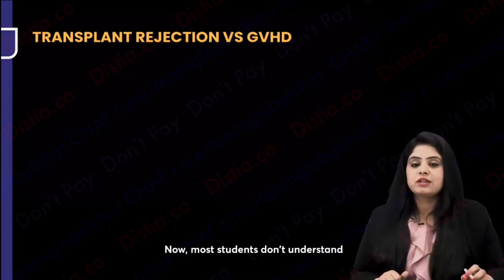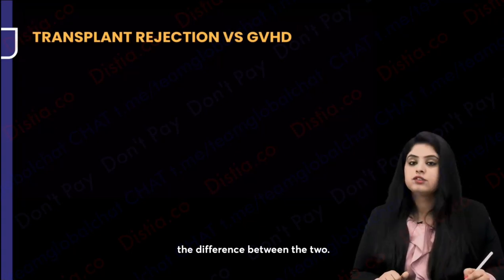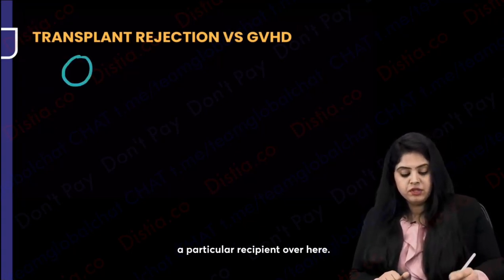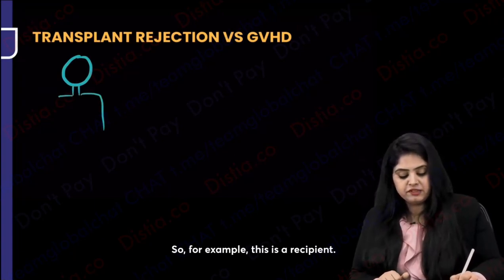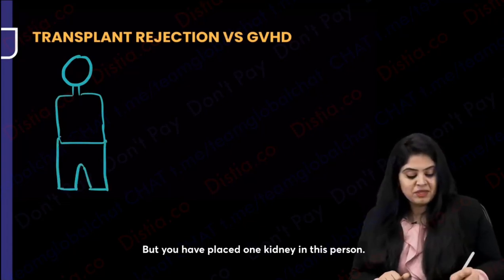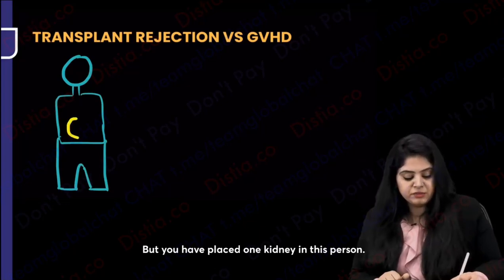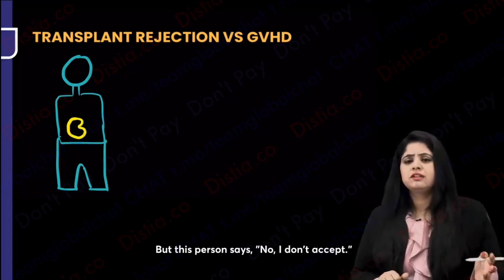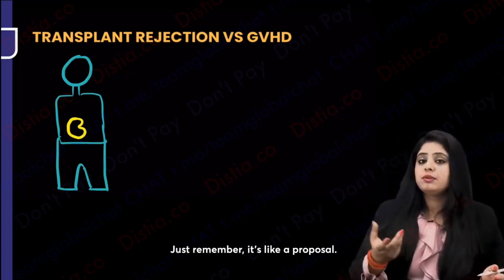Now, most students don't understand the difference between the two. So what I'll do, I'm going to draw a particular recipient over here. For example, this is a recipient, and in this recipient, you have placed a kidney. Very funny looking man. But you have placed one kidney in this person. This is one situation. But this person says, no, I don't accept. It's like a proposal. Just remember, it's like a proposal.